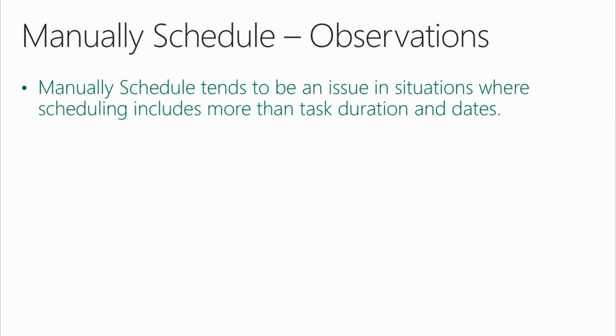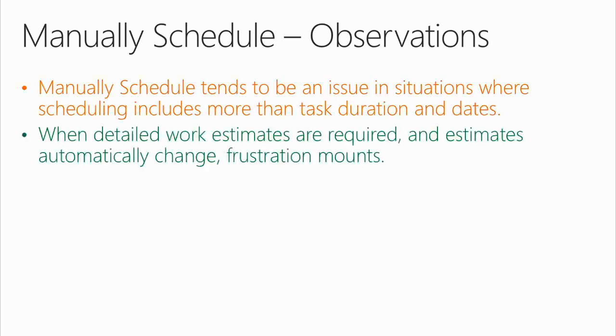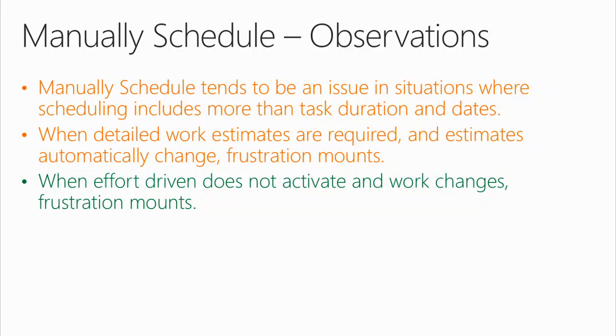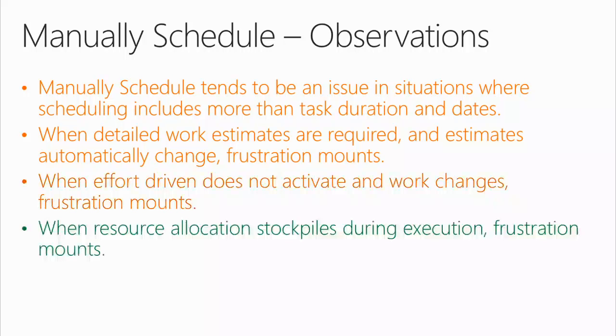Now, I have some observations for you to try and prove some of these points. And these are with customers. Manually scheduled tends to be an issue in situations where scheduling includes more than task duration and dates. When detailed work estimates are required and estimates automatically change, frustration mounts. When effort-driven does not activate and work changes, frustration mounts. Remember earlier I was kind of harping on the word work? When resource allocation stockpiles during execution, frustration mounts, etc.